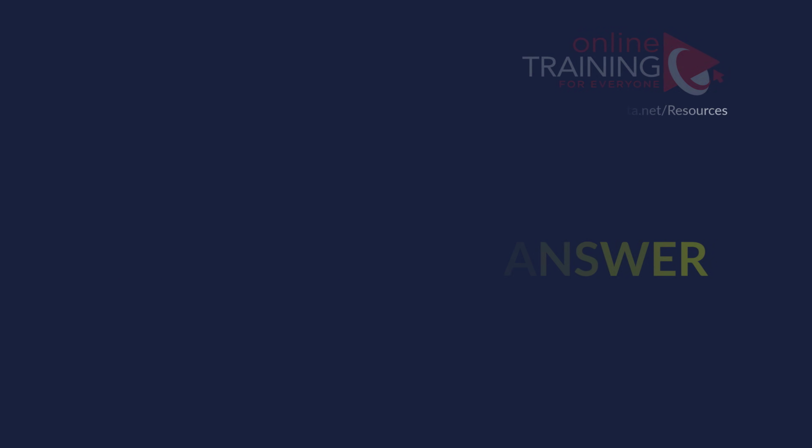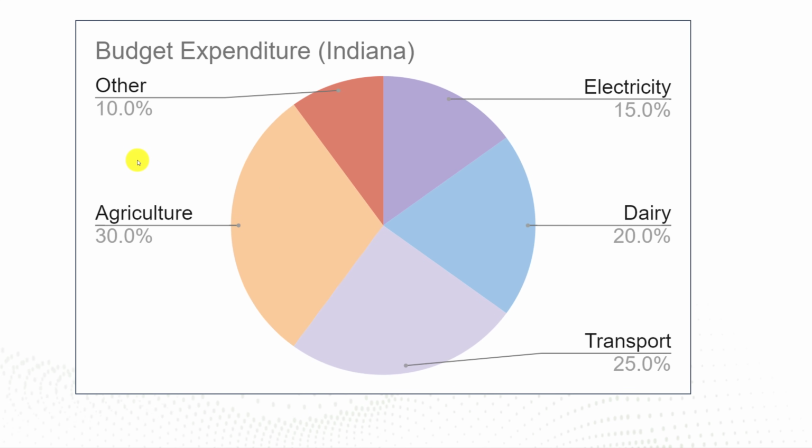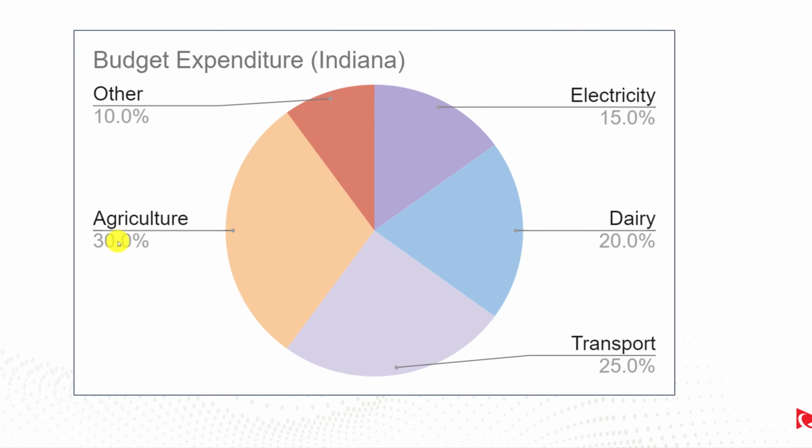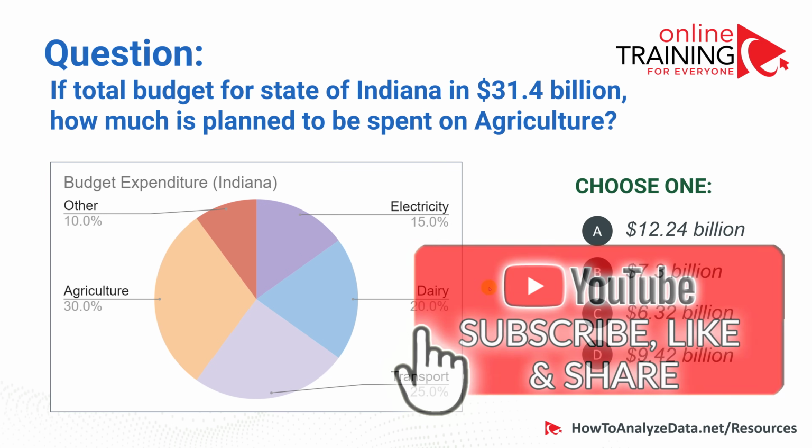To get to the answer for this question, you need to understand what the percentage of spend for agriculture is. Based on the graph, the planned spend for agriculture is 30%. To calculate the budget for agriculture in actual US dollars, you need to multiply 31.4 by 0.3, which represents 30%. Whatever the correct answer based on this calculation is would be the choice that you should select for this type of question.